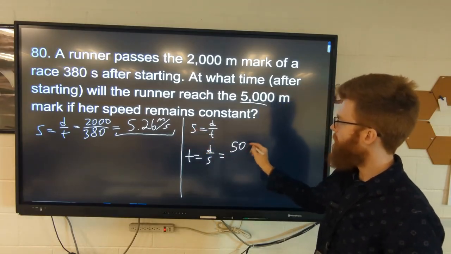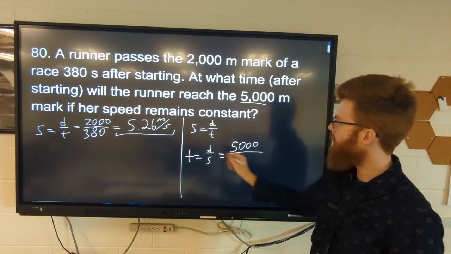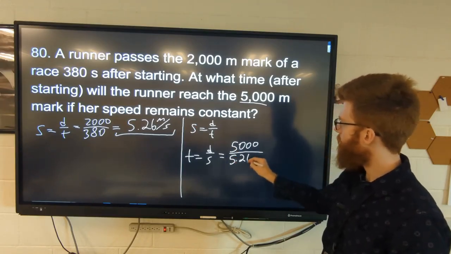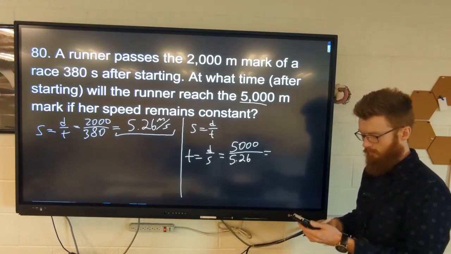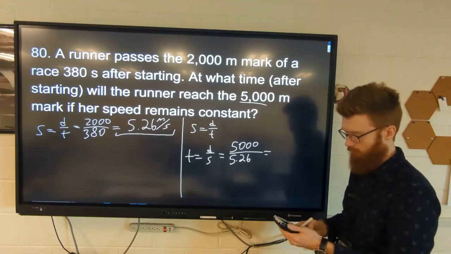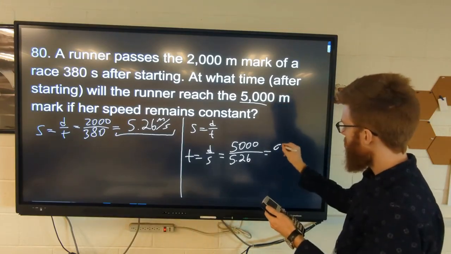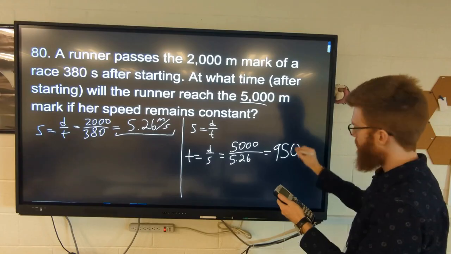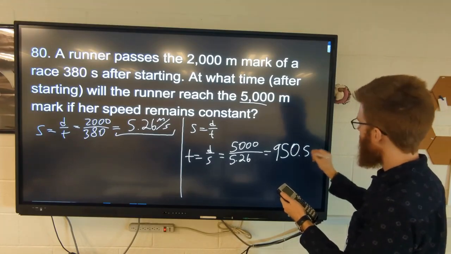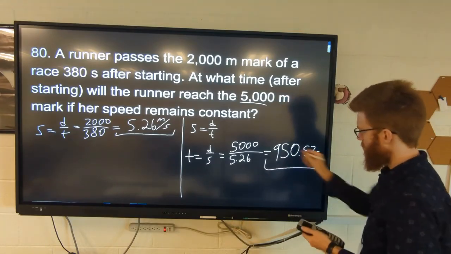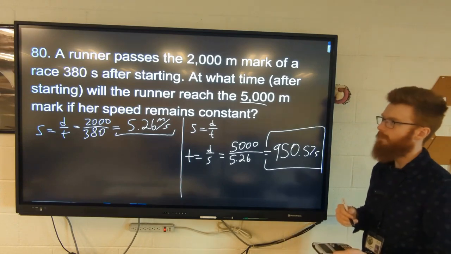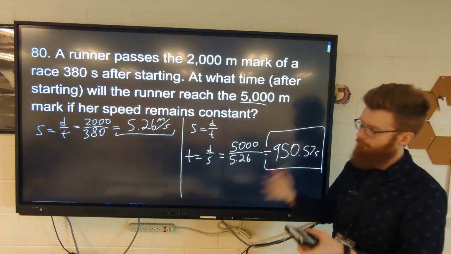So all in all, I'll do 5,000 divided by the speed, 5.26, giving us about 950.57 seconds. That's how long it'll take her to travel 5,000 meters.